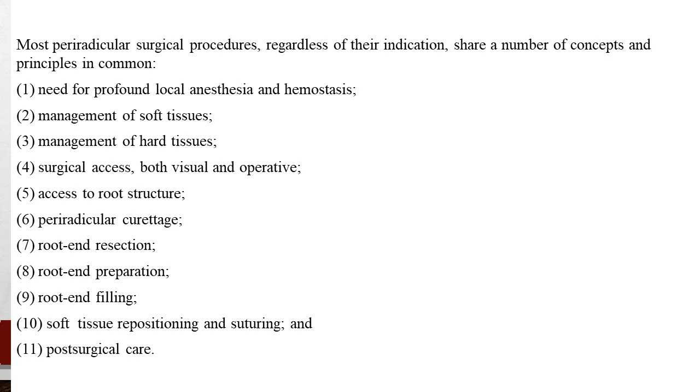You have to have access to the root structure. You have to do periradicular curettage to remove the granulation tissue on and around the root surface. Then you will be dealing with root end resection. Like I said, you will have to cut at least 3 mm or more of the root end. You have to prepare the root end to receive a restorative material.